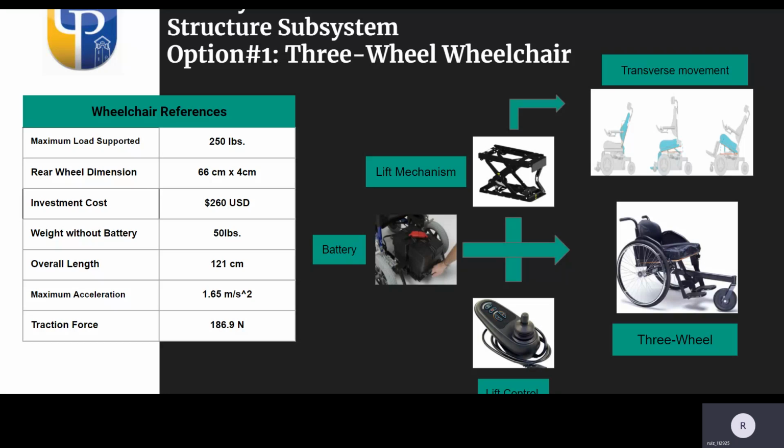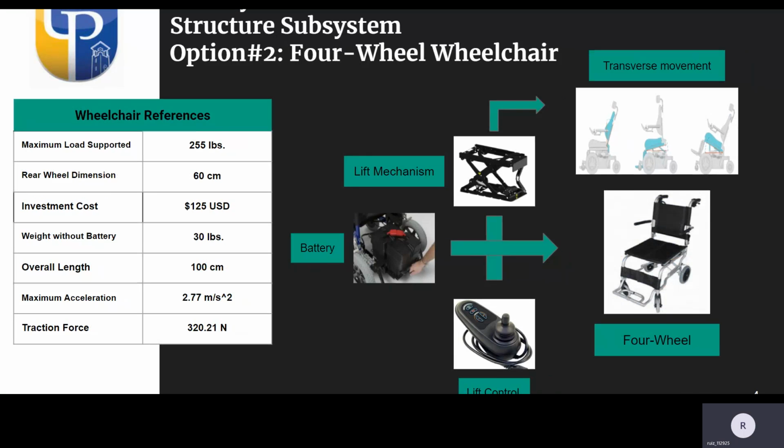The first one is a 3-wheel wheelchair with a maximum load support of 250 pounds, traction force of 186 newtons, and an investment cost of 260 US dollars. The second option, and the most common wheelchair that we see, is the 4-wheel wheelchair with a maximum load support of 255 pounds, an investment cost of $125, and a traction force of 320 newtons.